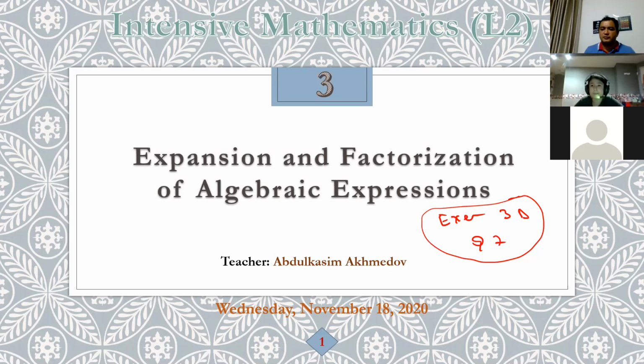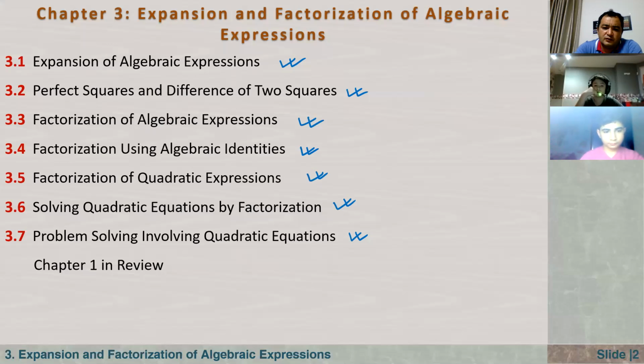Anyway, guys, let's continue. Musa and Imran, if you are ready. So we were talking about expansion and factorization of algebraic expressions. We did a few examples last time, and we did expansion of algebraic expressions and perfect squares. And we were doing 3.7, that is problem solving involving quadratic equations. After that, we have a few questions in chapter 1 in review, that is review questions 3. We will see. If you think that we need to practice more problems, I may solve more problems and show you. Or if you have anything to discuss with me, we may have some discussion.